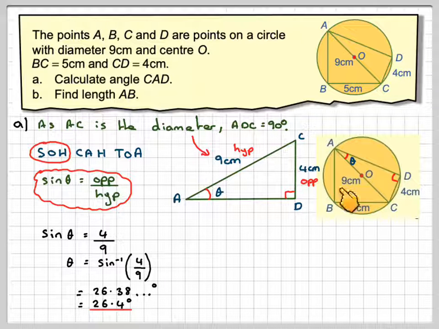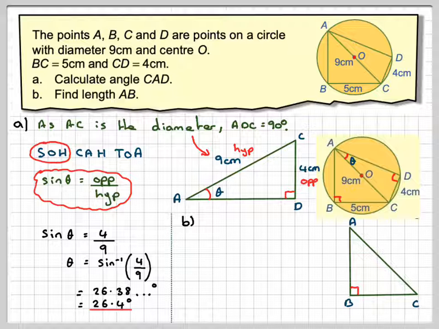Right, next we have to find this length here, AB. So again, drawing that triangle out, and again, this angle here will be 90 degrees because AC is the diameter of the circle. It comes from the angle at the centre being half the angle at the circumference. Also, in a cyclic quadrilateral, these two angles here will have to add up to 180.